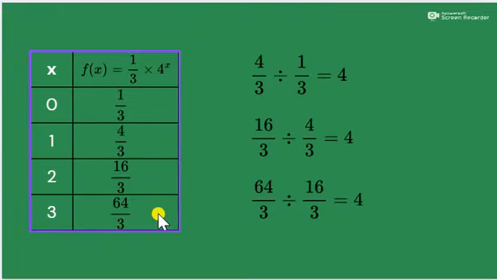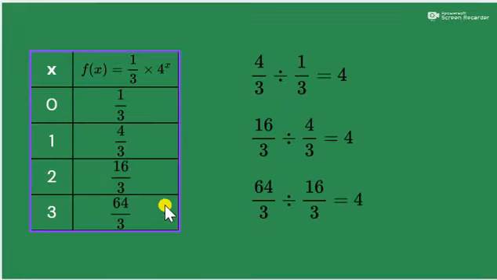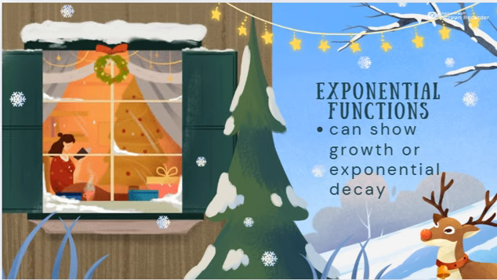16/3, and 64/3. Because we're dealing with an exponential function, we're not subtracting anymore. We're dividing: 4/3 divided by 1/3 gives us a rate of change of 4. 16/3 divided by 4/3 is 4. 64/3 divided by 16/3 is also 4. So our rate of change here is 4.